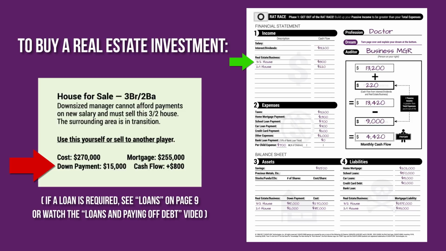On the right-hand side of the financial statement, recalculate the following: passive income, total income, and monthly cash flow. Remember, your monthly cash flow equals total income minus expenses.